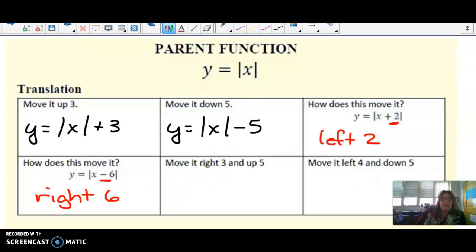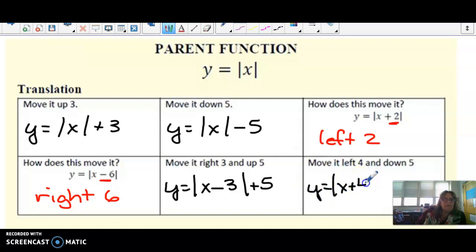Now, if we were asked to write an equation where it moves right 3 and up 5, y is equal to right 3, opposite direction. Normally it would be a plus 3, but we're going to make sure that we do the opposite. So that's minus 3, and up 5 is going to be in the same direction as the sign. This last one, we're going to move it to the left 4, so left is going to be a plus 4, and down 5 would be minus 5.